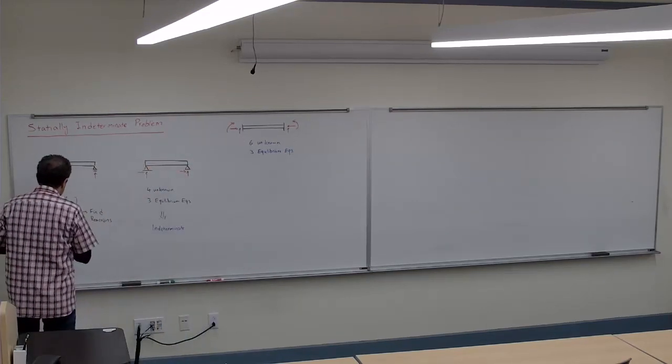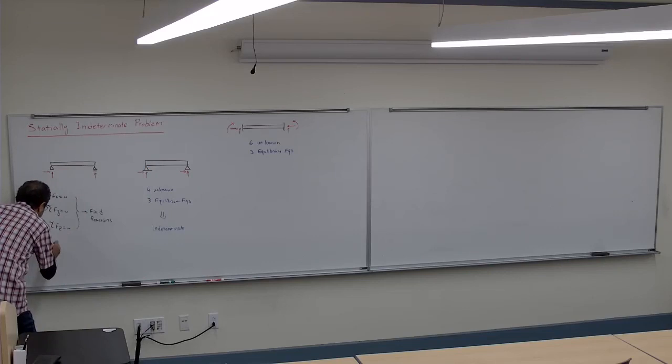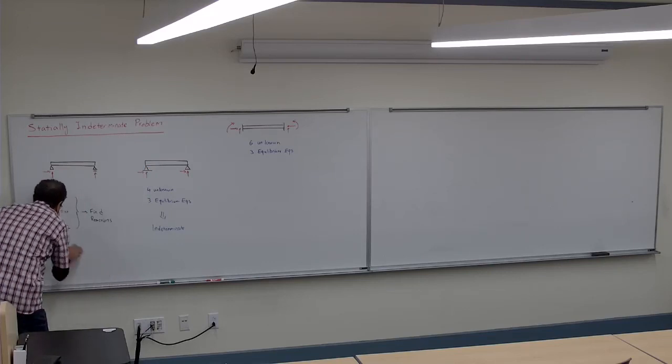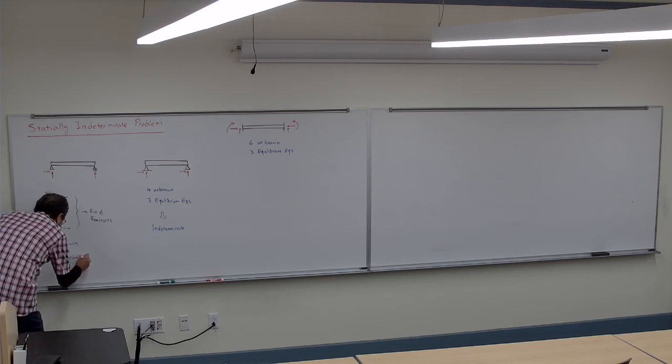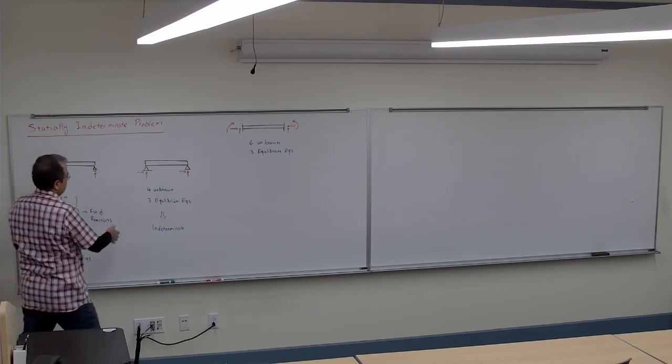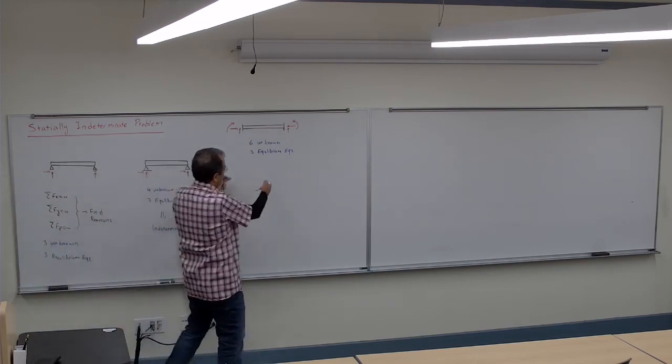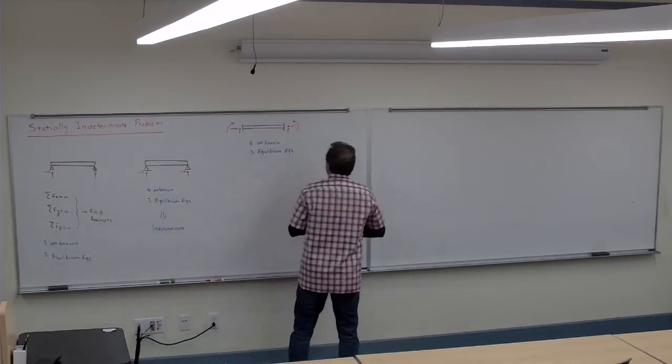We can solve this one because we have three unknowns and we have three equilibrium equations. So this one we could do. We cannot do that one, and now we want to see how we can do that.